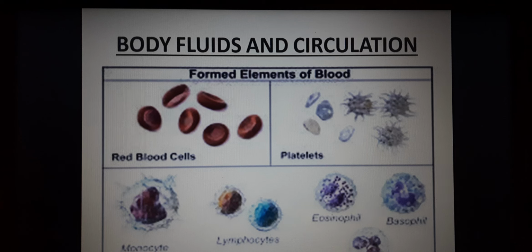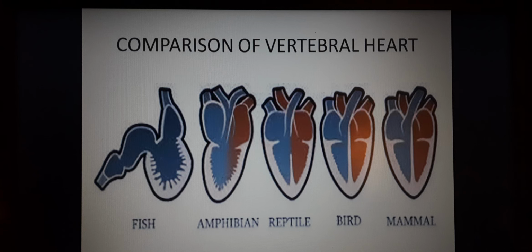Blood possesses some formed elements. These are red blood cells, that is RBC, WBC and platelets. These three are the main things, and some monocytes, eosinophils and basophils are there. Next, come to the point of circulation in different organisms.